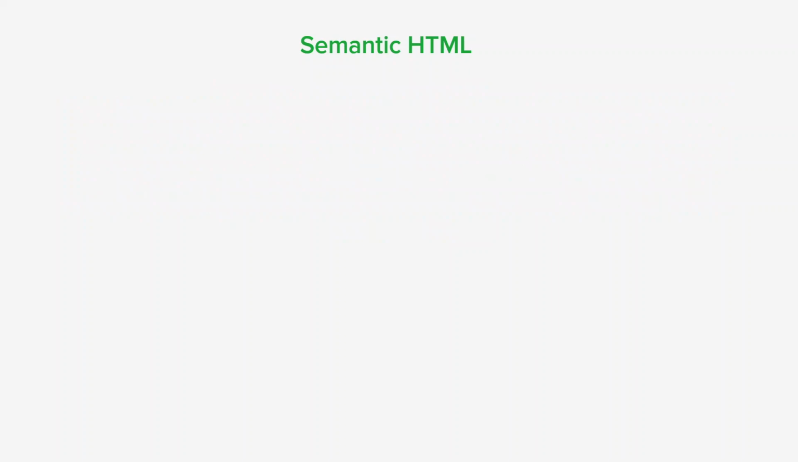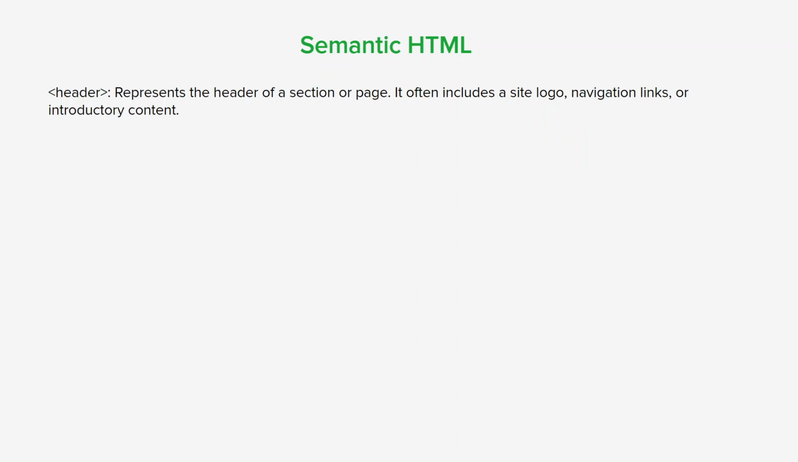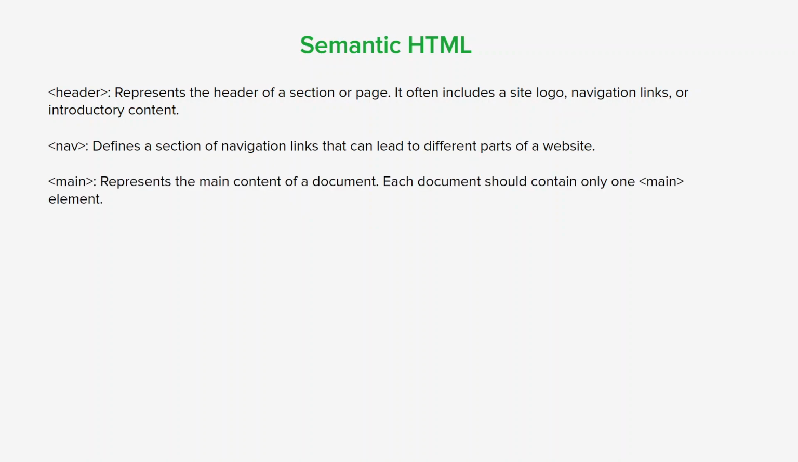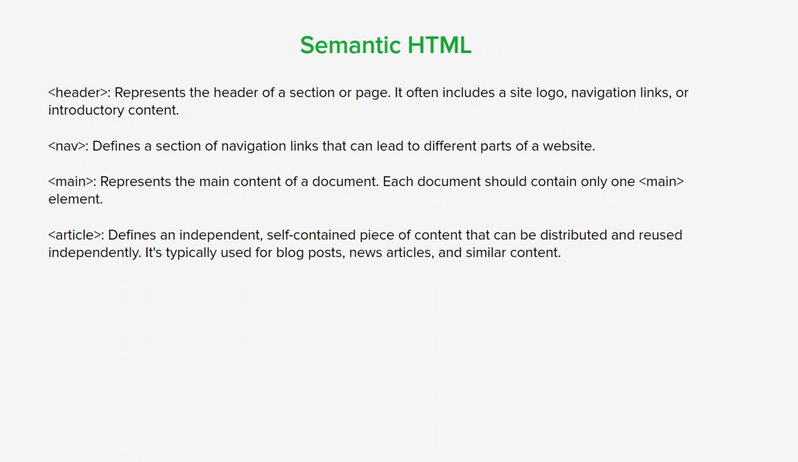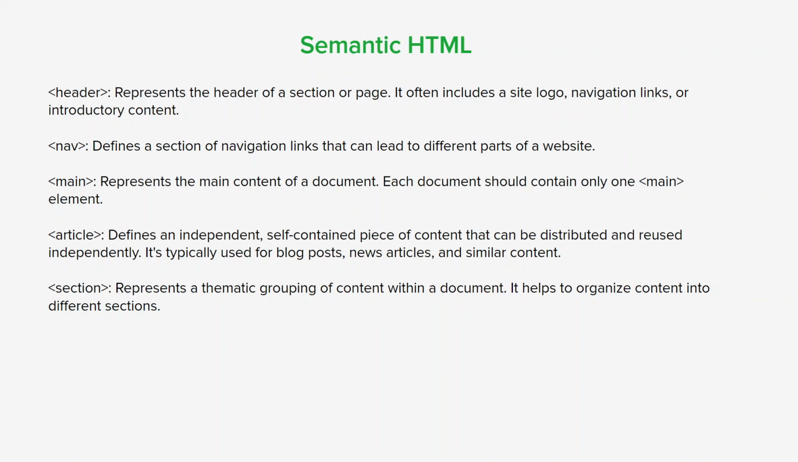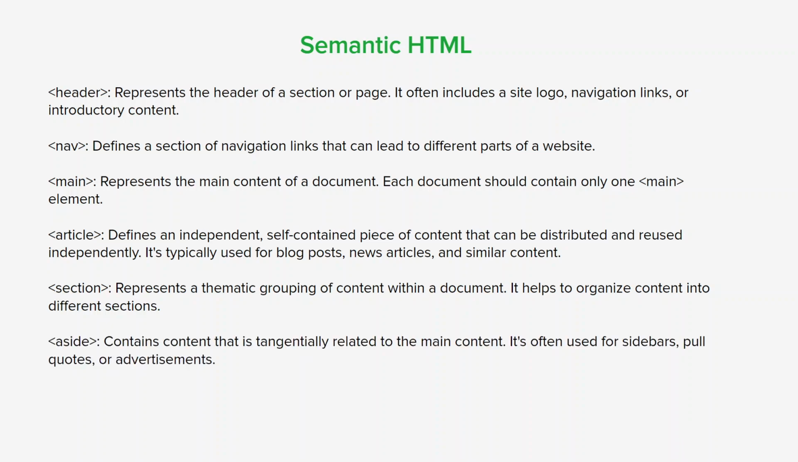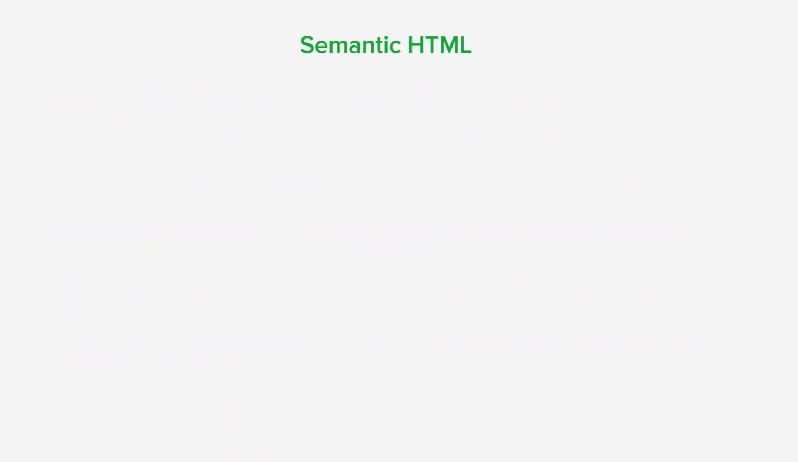Some key semantic HTML elements and their purposes include header, which represents the header section of a page. You have nav, that defines a section of navigation links that can link to different parts of a website. Main represents the main content of a document. Article defines an independent, self-contained piece of content. Then section represents a thematic group of content within a document, and it helps organize all content into different sections. You have aside, that contains content that is tangentially related to the main content and is often used for sidebars, pull quotes, or advertisements.